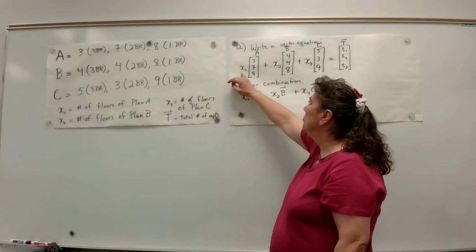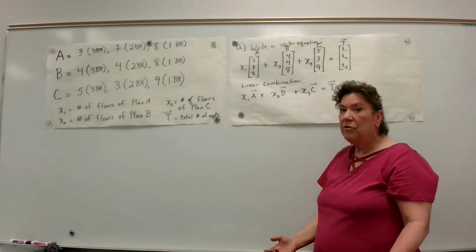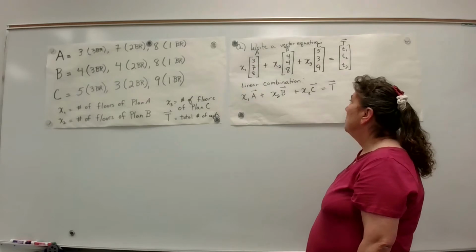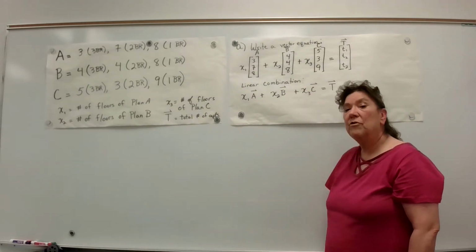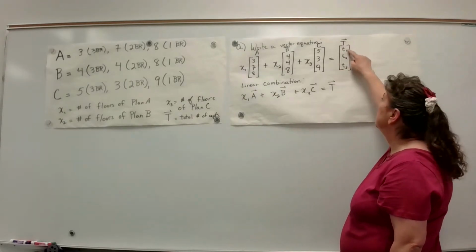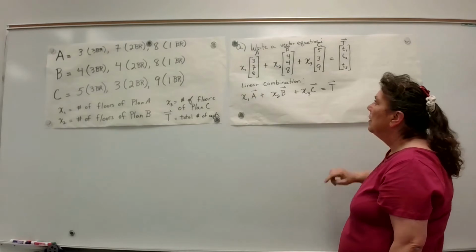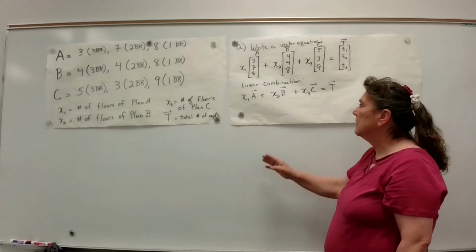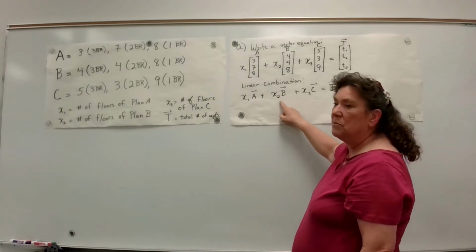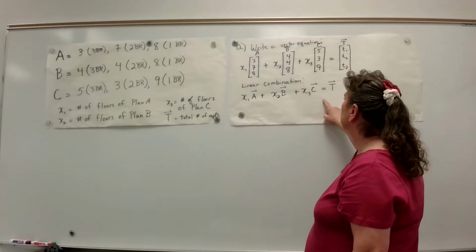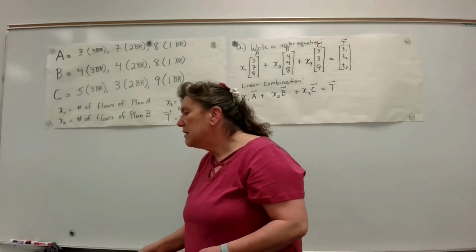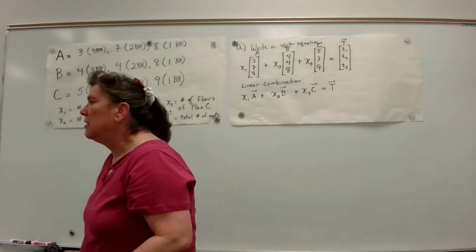Now x sub 1 represents the number of floors of Plan A, x sub 2 represents the number of floors of Plan B, and x sub 3 represents the number of floors of Plan C, producing our vector T, which is T1, T2, and T3. So there is your vector equation written as a linear combination: x sub 1 times vector A plus x sub 2 times vector B plus x sub 3 times vector C is equal to vector T. So there's your basic foundation of the information that we need.